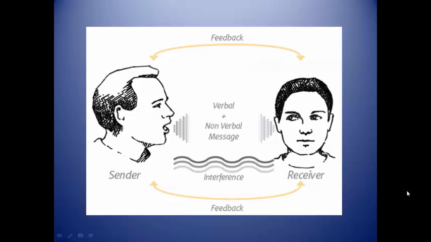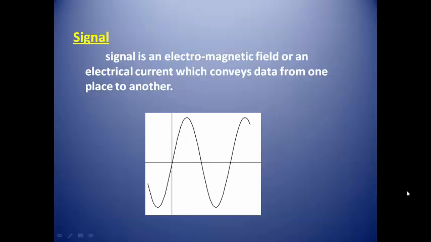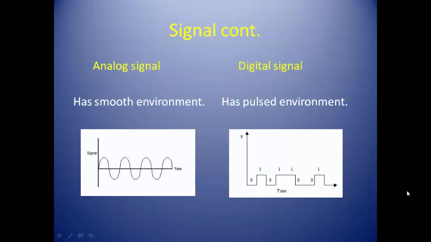and we will talk about that in our next lecture under problems in transmission media. Let's see what is a signal. A signal is an electromagnetic field or an electrical current which conveys data from one place to another. This picture shows a basic sinusoidal signal. There are two major types of signal called analog and digital.